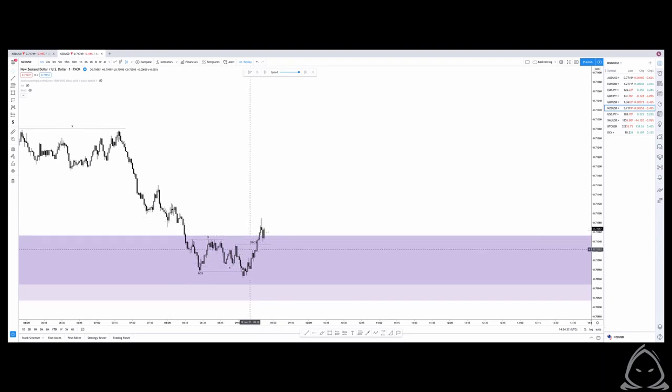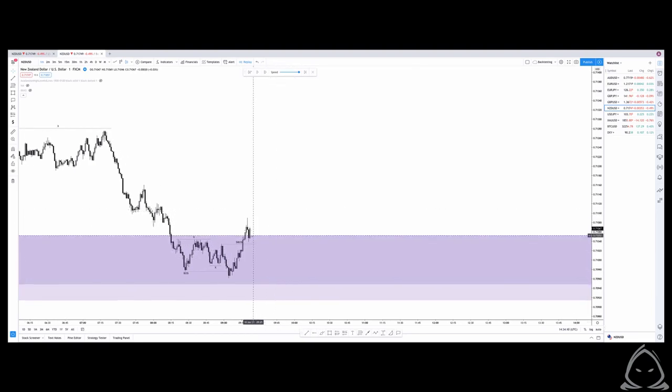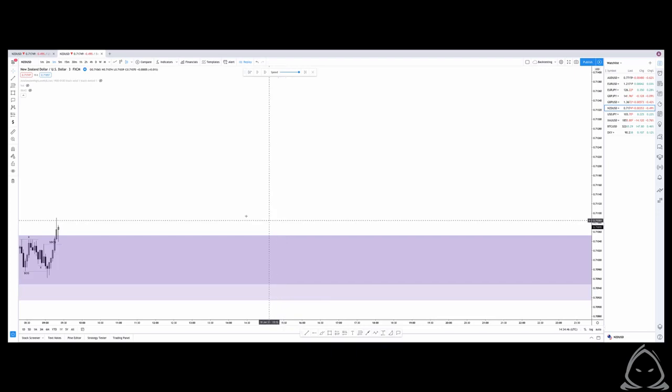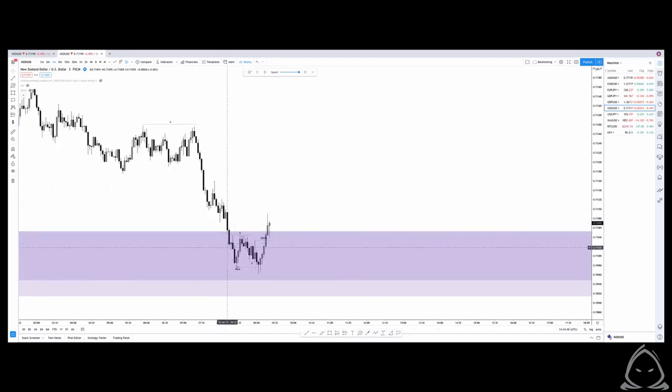Cool. Are we now going to be happy to risk an entry on this level here, or do we want to see more? For me personally, I would like to see more, purely because this is just one break of structure on a 1 minute time frame. If you go on the 3 minute, yes, it looks like we've broken structure, but as you can see here, we've pretty much just wicked these lows and just swept liquidity. So I wouldn't be happy to risk my capital on this.